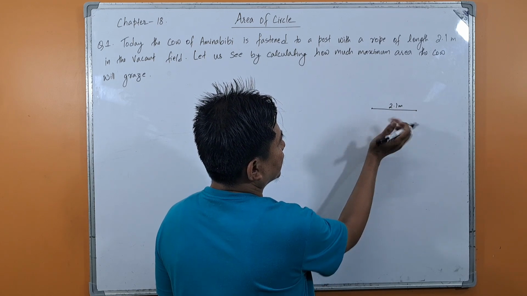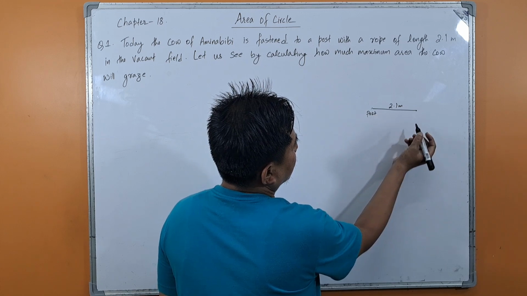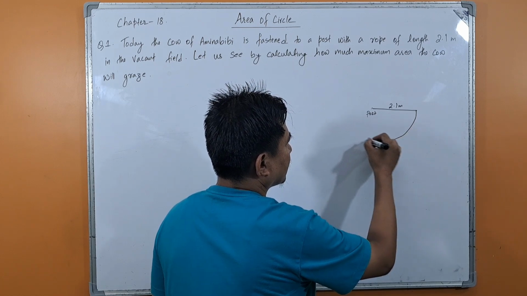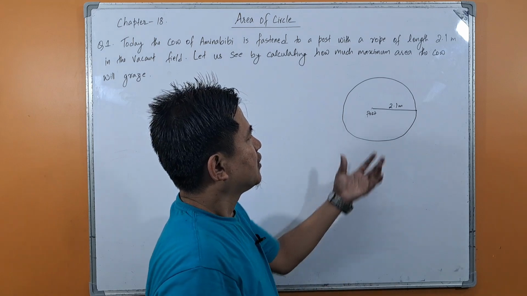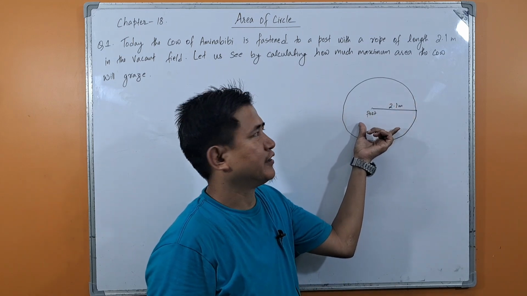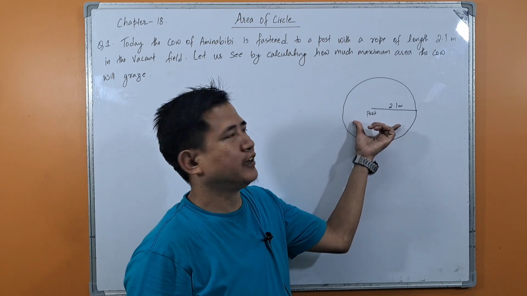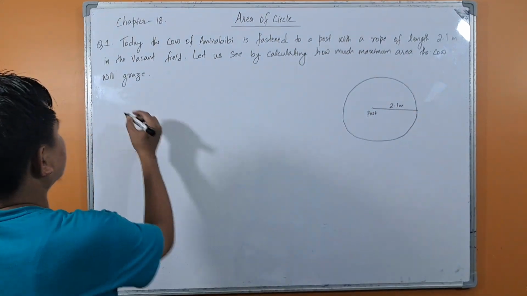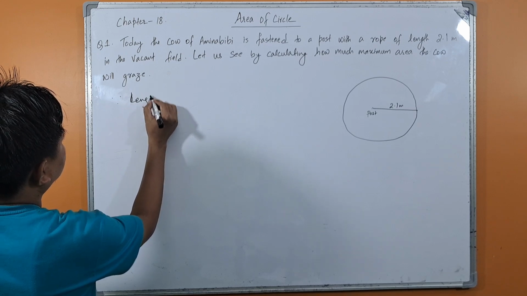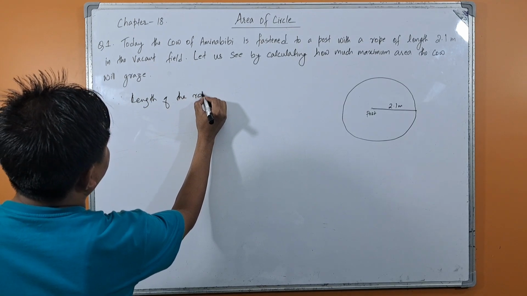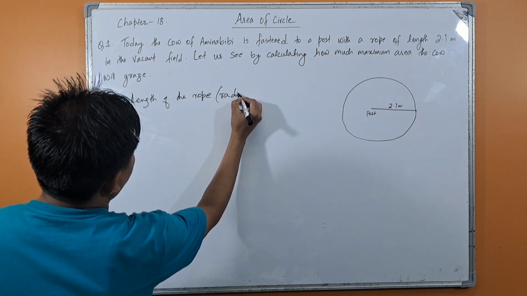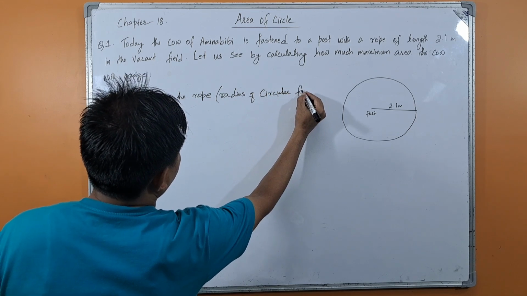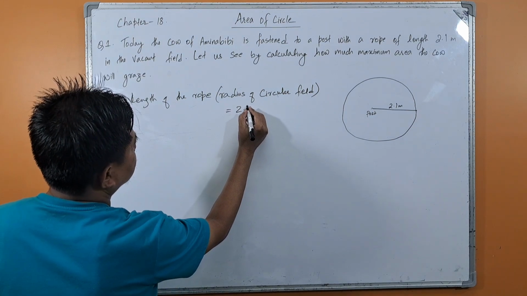Length of the rope is 2.1 meter. This is the post and this is the cow. The maximum area the cow can graze is of the shape of a circle, isn't it? So the cow can graze within this circular field. So basically we are asked to find the area of the circular field having radius 2.1 meter. Radius of this circular field is 2.1 meter. Since length of the rope, that is radius of circular field, equal to 2.1 meter, isn't it?